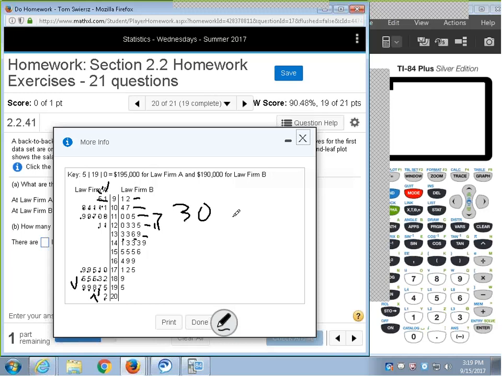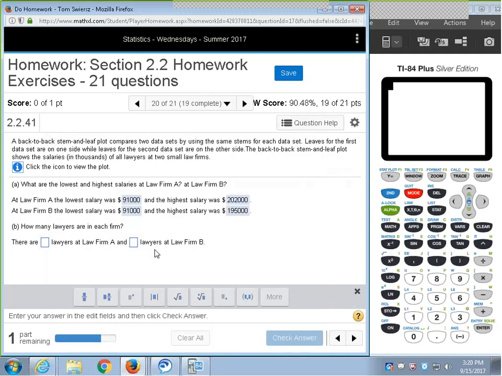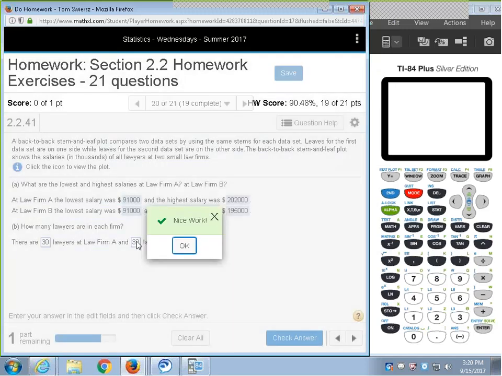In B, there's 2 more, then 4 more would be 15, 5 more would be 20, 4 more would be 24, 3 more 27, 3 more 30, 31, and 32. So 32 values in law firm B. So A has 30 and B has 32 by counting up the numbers in the leaves. So there are 30 lawyers in firm A and 32 lawyers in firm B.